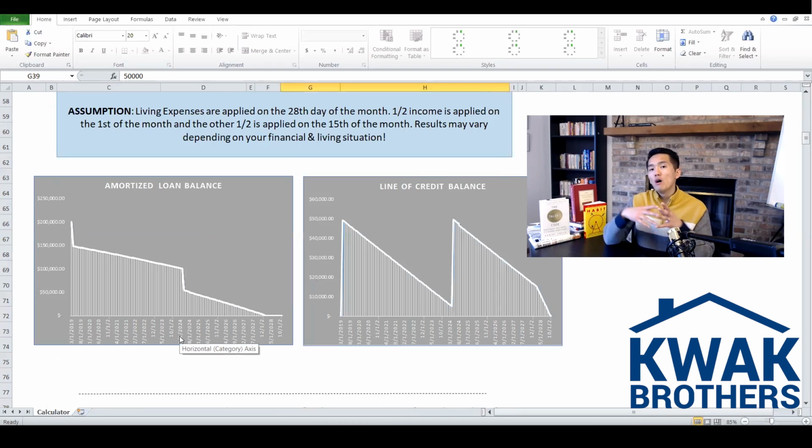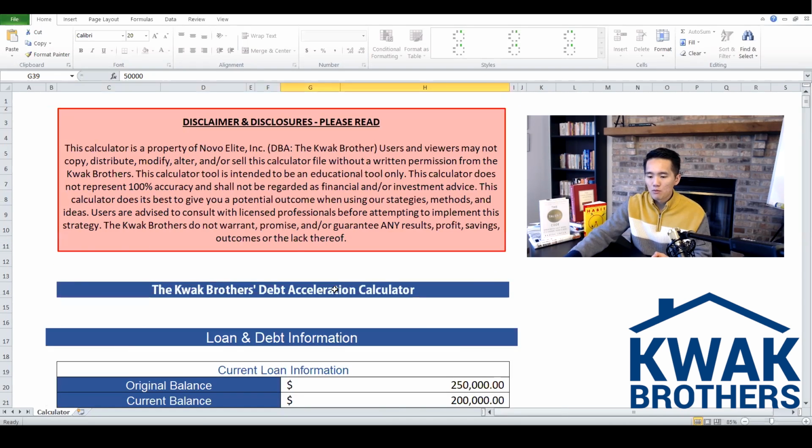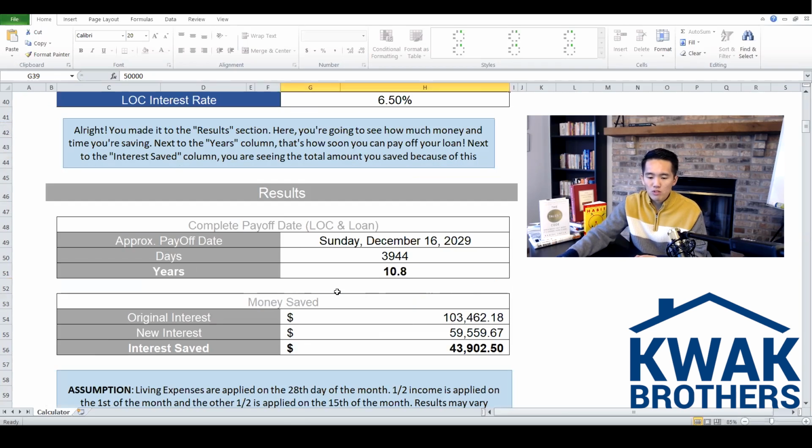Now, obviously, if you are replacing your entire mortgage, you're going to carry that balance over to that line of credit balance instead. So you're going to see a completely different scenario. So that's pretty much how you use the calculator to determine what the result is going to be.